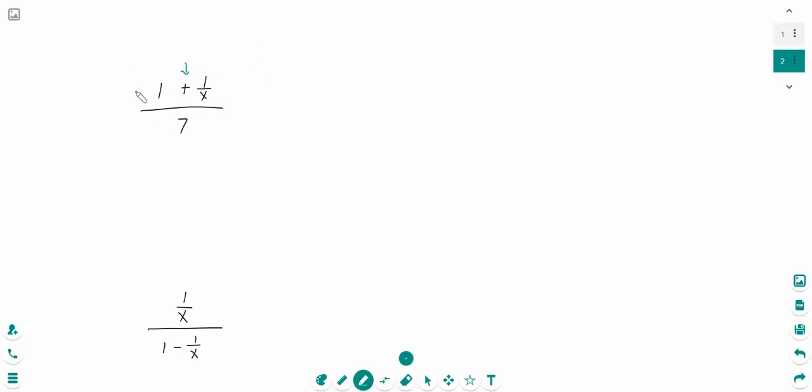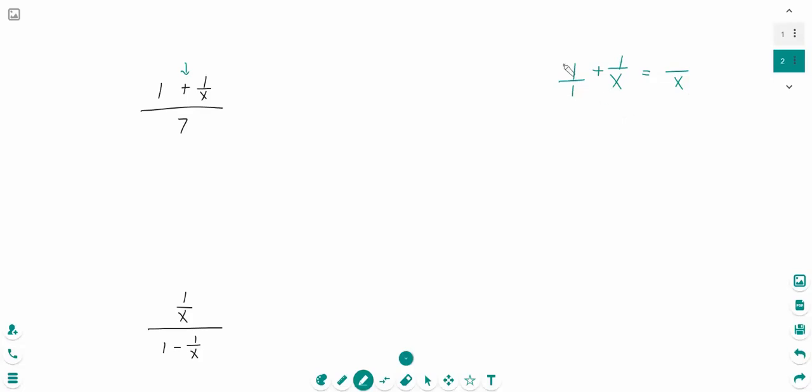Step number 1, add everything in the numerator and add everything in the denominator. So in the numerator, we have 1 plus 1 over x. Now, this 1 could be written as 1 over 1, right? And now we need to find a common denominator here between a 1 and an x. Well, the common denominator is going to be an x, or 1 times x.